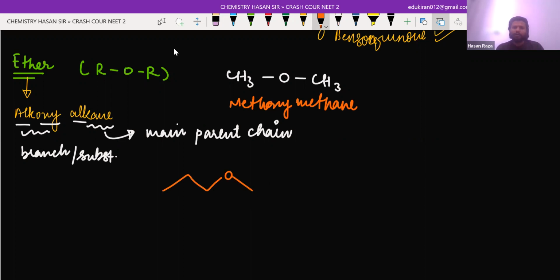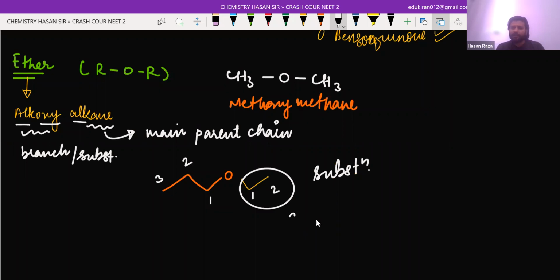So can anyone do this? First, you need to count the number of carbon on both sides. So you can see this is your 1, 2, and this is your 1, 2, 3. So this will be your substituent. If this is your substituent, you are going to add oxy at the end. So 2 carbon means eth, and since it is a substituent, I'm going to write oxy. So its name will be ethoxy, and this is your parent chain. So its name is alk, that means prop. And since all are singly bonded, so propane. So the name is quite easy, right? Writing the IUPAC name of this ether is quite easy.